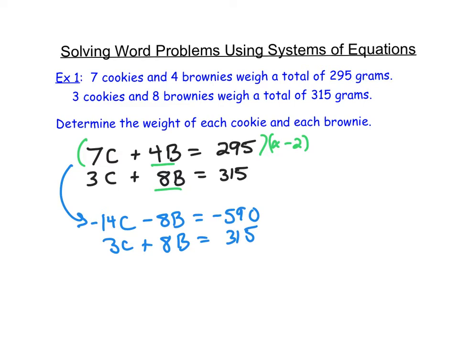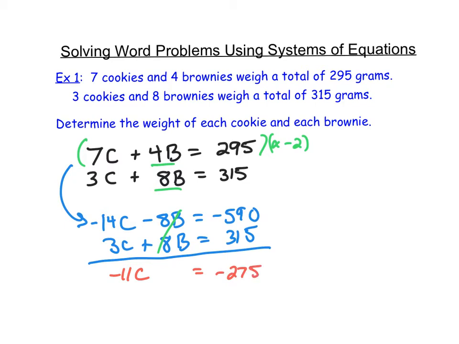So, once we have this, we're going to add these 2 equations together. And the 8b and -8b cancel out. So what we get is -14c plus 3c is -11c. And then -590 and 315 will be -275.